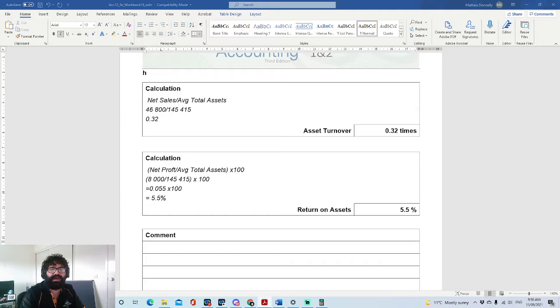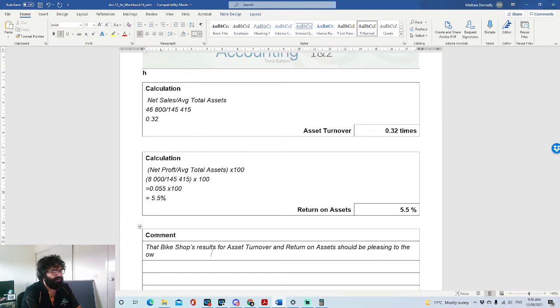So we've calculated that. Now, comment on that bike shop's performance given the industry average for asset turnover is 0.28 times and the return on assets was 4%. We can see that they now clear both of those. So they should be really happy with these results. Now, we said it was low, but that's important because it's context. So that bike shop's results for asset turnover and return on assets should be pleasing to the owner.